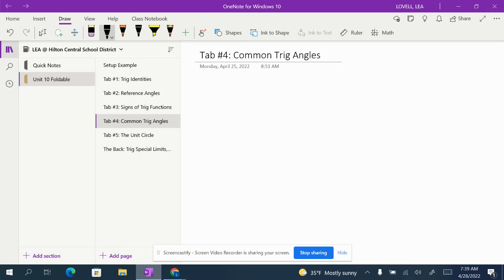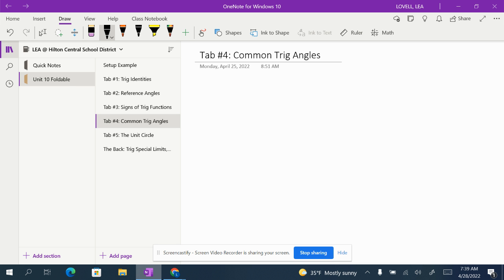Hi everybody, today we are going to learn about the unit circle and see how we use the unit circle to calculate a bunch of common trig angles. The reason why you have to learn these common trig angles is because they show up all the time throughout the trig unit, and the sooner you memorize these, the easier the trig unit is going to become for you.